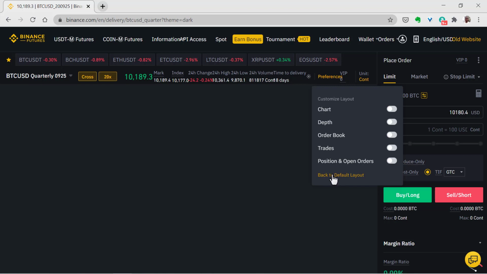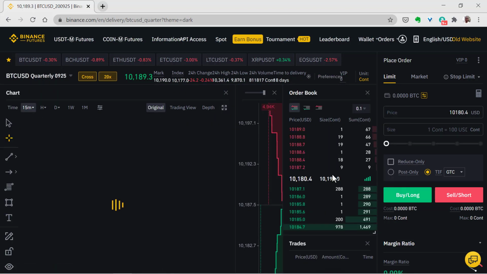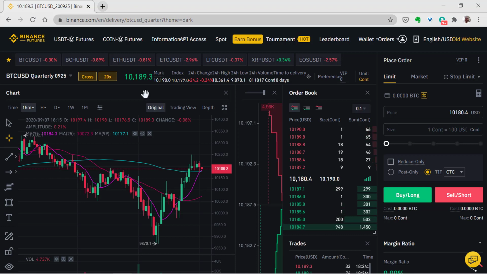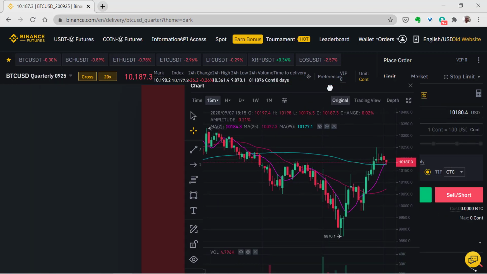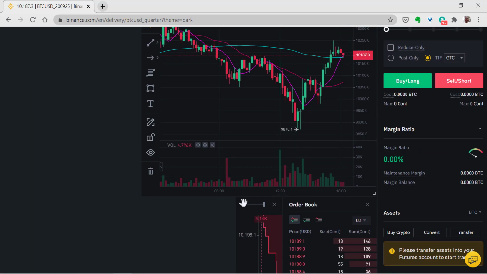Let's take it back to the default. You could also move them around and put them how you want, whatever preference you have. Elements are movable, so I can move this here.